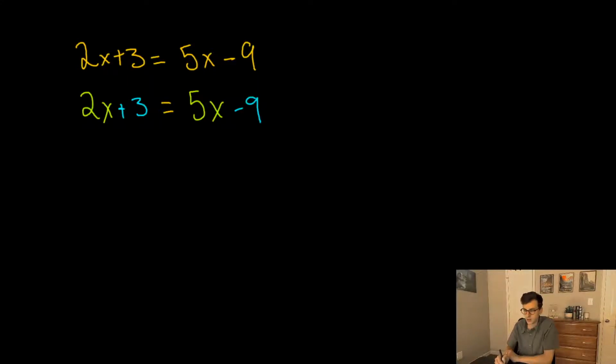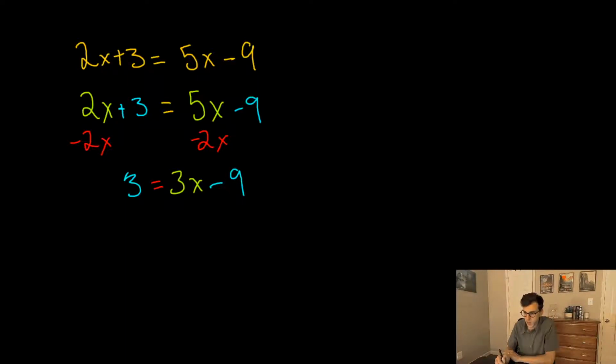So what would it look like if we changed the equation so that it's still equivalent, but we have all of our like terms on the same side? I want all my x's on one side and all of my constants on the other. That would mean subtracting 2x from both sides. This is going to get real hard with the color. So that leaves 3 equal to 5x minus 2x, which is 3x, minus 9.